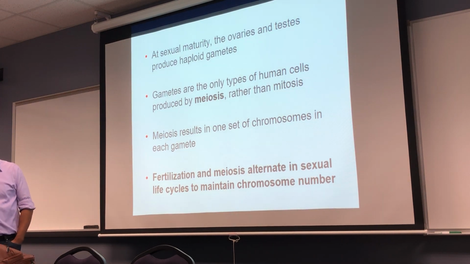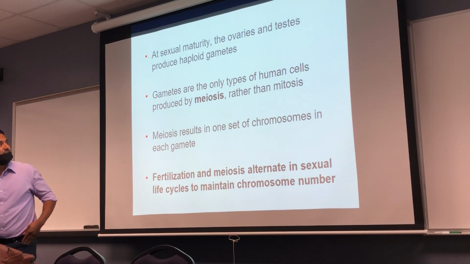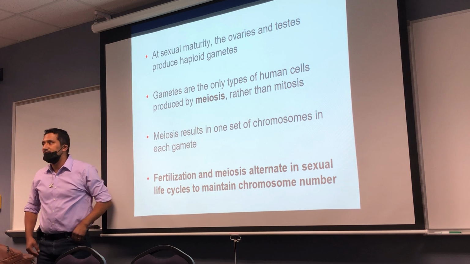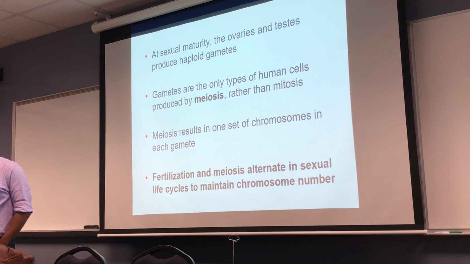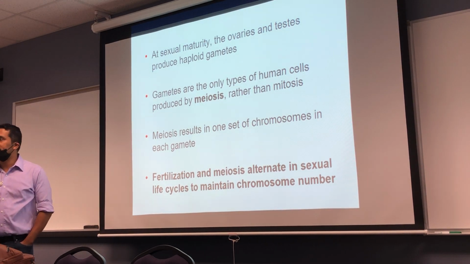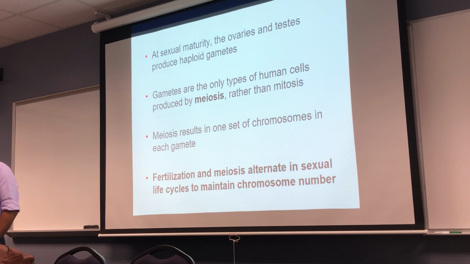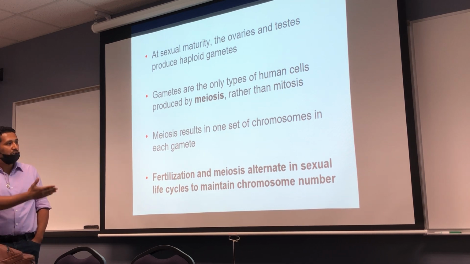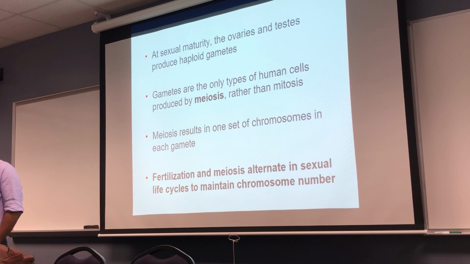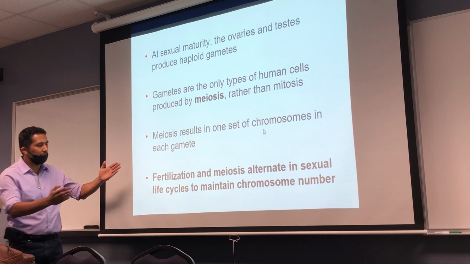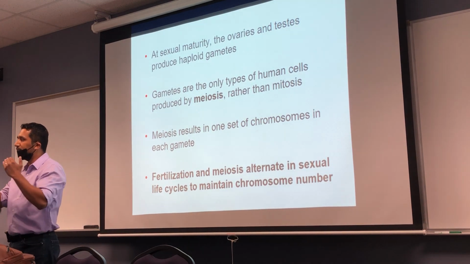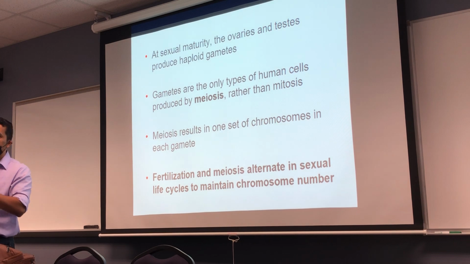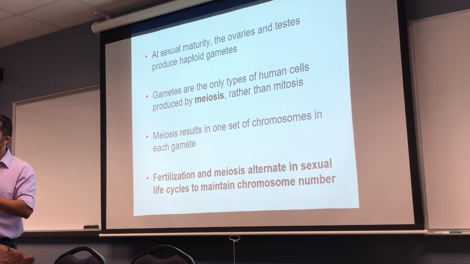So at sexual maturity, the ovaries and the testes will produce haploid gametes. And these gametes are the only types of human cells produced by meiosis, right? So not mitosis. Remember, mitosis will be for growth and development and for tissue renewal and repair. But meiosis will be the one responsible for creating these gametes. Okay. These gametes will have only one set of chromosomes, so that will be reduction. And that's what I mentioned here. Fertilization and meiosis alternate in the sexual life cycle to maintain the chromosome number the same, right? It was reduced in meiosis, then it gets restored in fertilization.